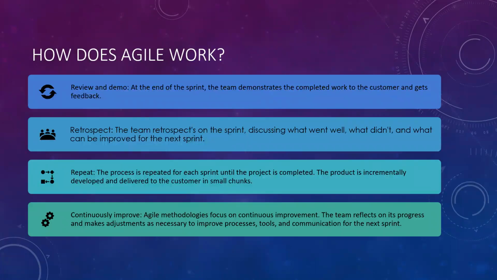So here it is: what went well, what didn't, and what can be improved for the next sprint. These are the meetings that we are going to conduct. It repeats again; it's a process, as we talked about, iterative. So here we are going to repeat the whole process again.